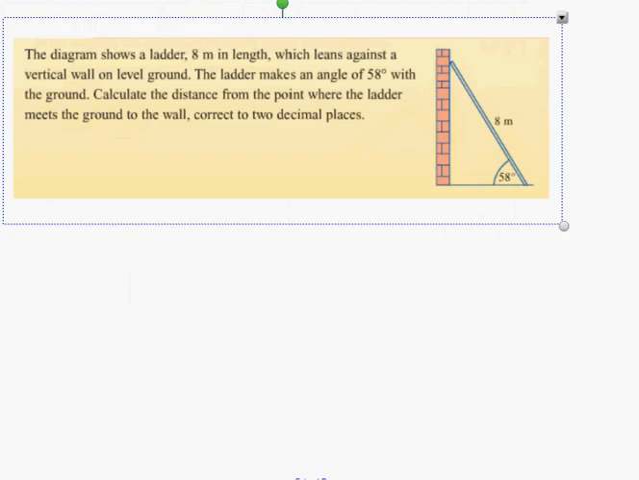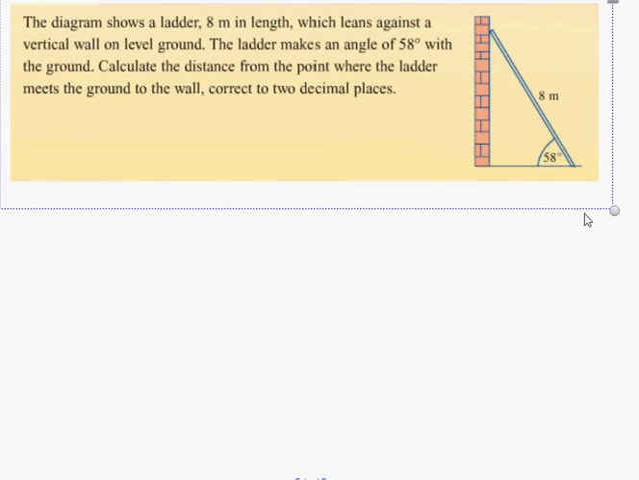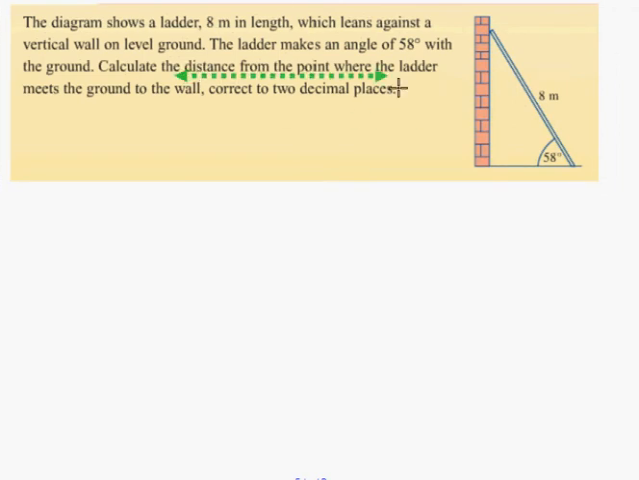Now, the diagram shows a ladder which is 8 meters in length, which leans against a vertical wall on level ground. The ladder makes an angle of 58 degrees with the ground. Calculate the distance. Now, can anybody explain what this means here? I actually struggled with it myself for a minute. It is from the bottom of the ladder to the bottom of the wall, but how would you know that? What's the key part there?